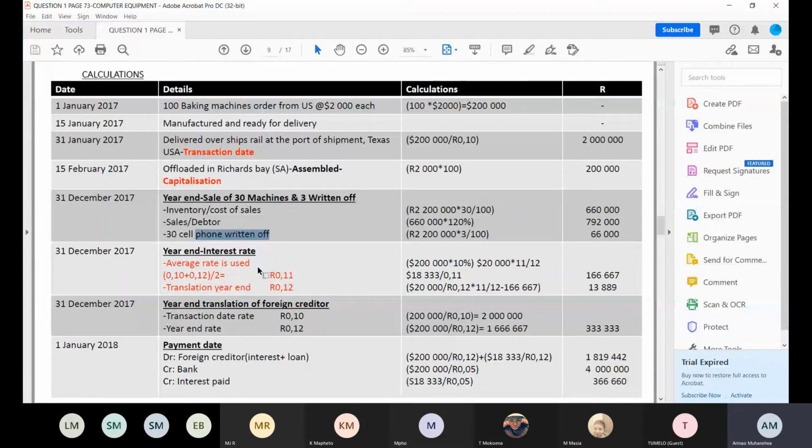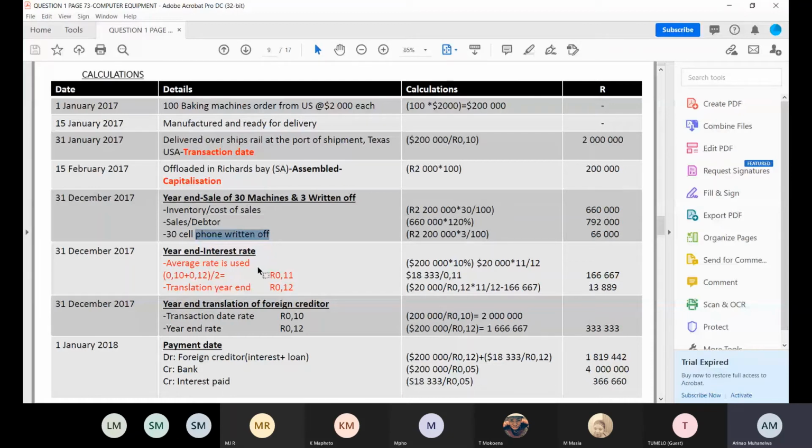So what we're going to do, we're going to credit inventory and debit cost of sales. This is the journal that has been processed there. 660,000 cost of sales, and then we credit inventory. So we're recognizing the cost of goods sold.